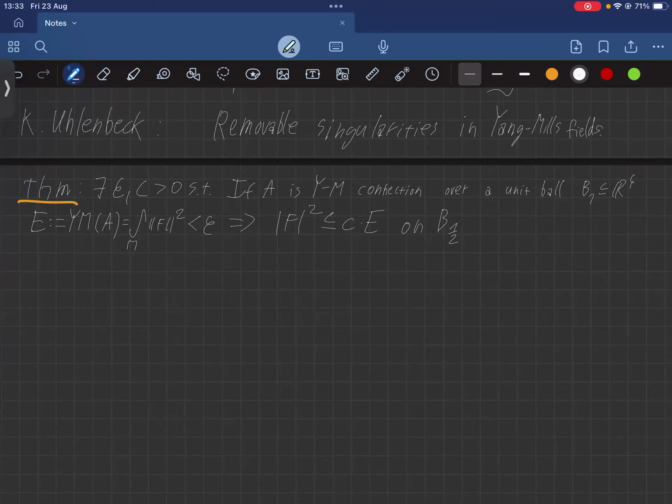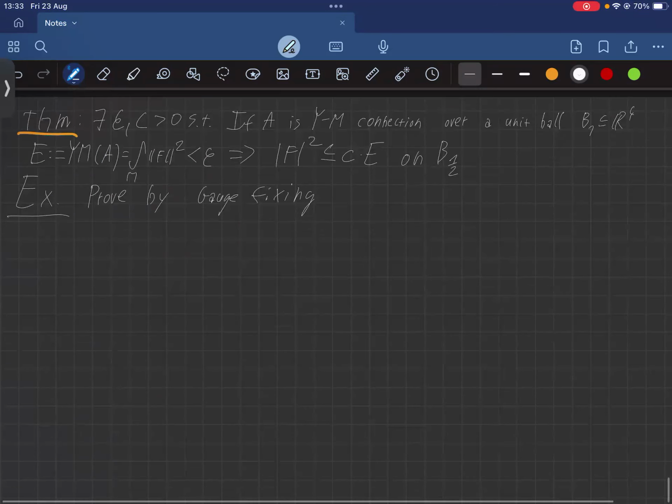So Donaldson in his survey mentions that it is possible to prove this by gauge fixing and continue pretty much the same way as we did for the harmonic maps. I haven't done that, so let's say this is an exercise for anyone who's interested. And we're going to follow Uhlenbeck's proof, which is a bit different and introduces some new techniques which are, I guess, valuable to learn.